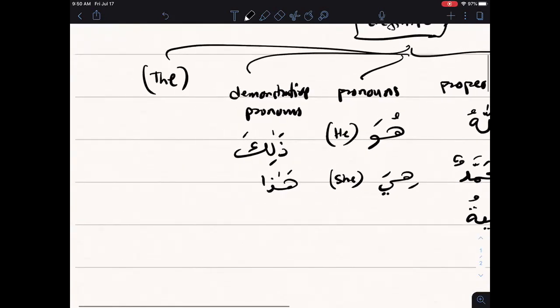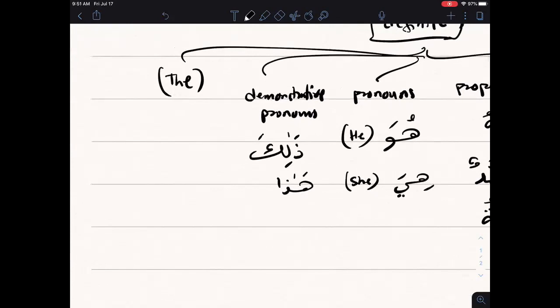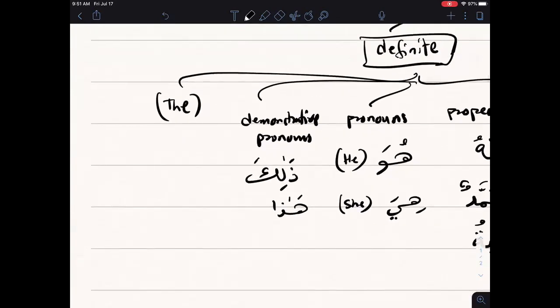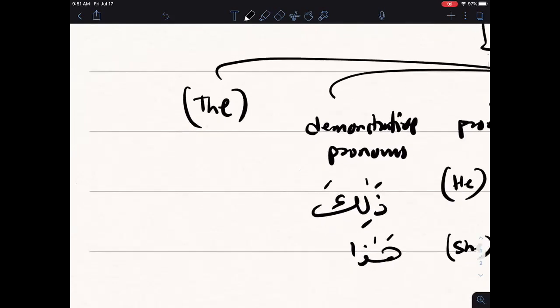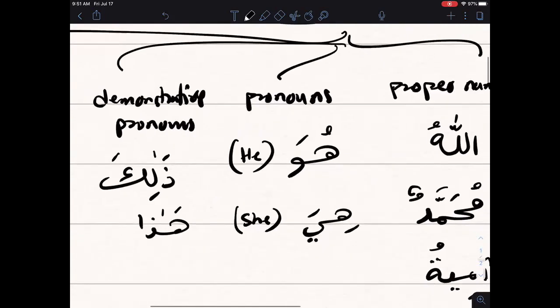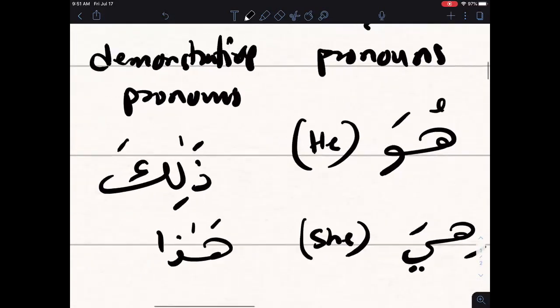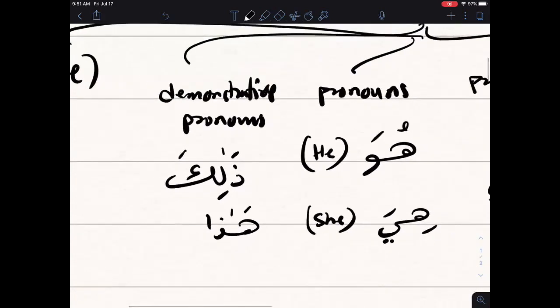Okay, now our main study when we talk about definite nouns is in this concept of the, right? That's where the main study is. The other ones are definite by the word itself. There's nothing I can do. It's a pronoun. Dhalika, I cannot make it indefinite. I'm saying that it's definite. The word itself dictates that this is definite.